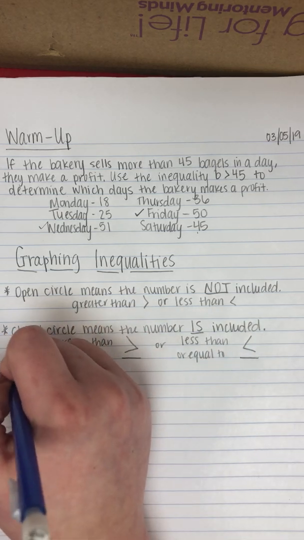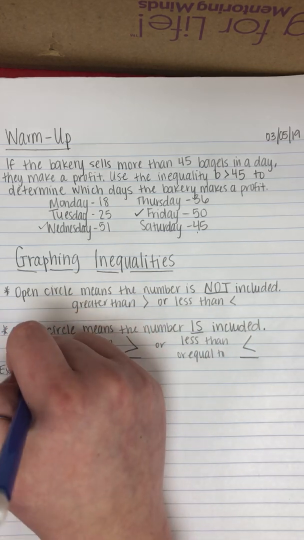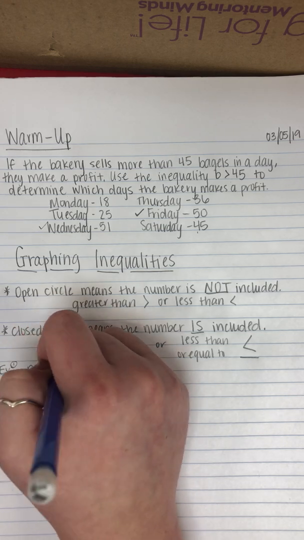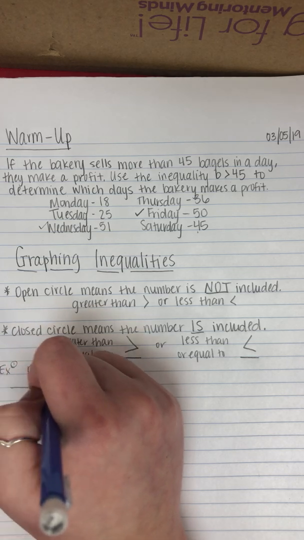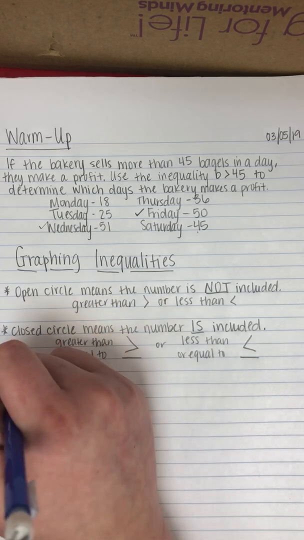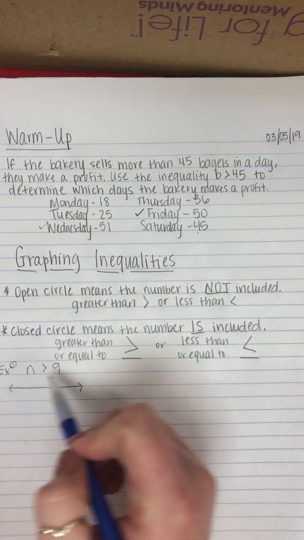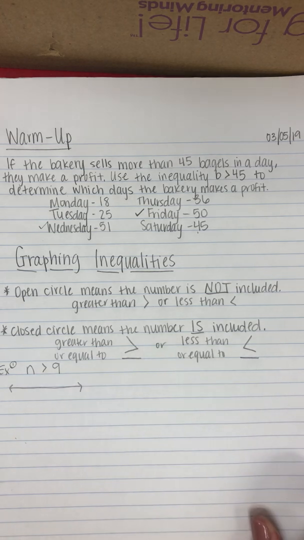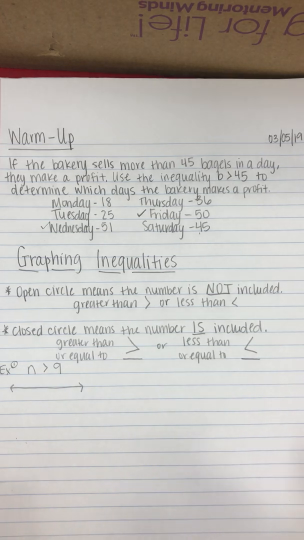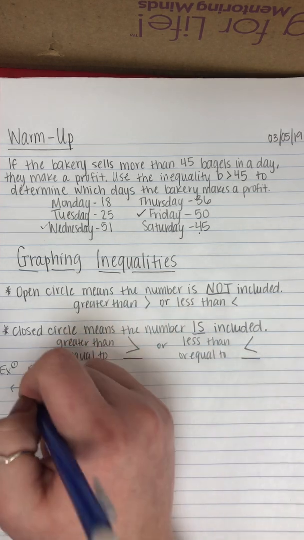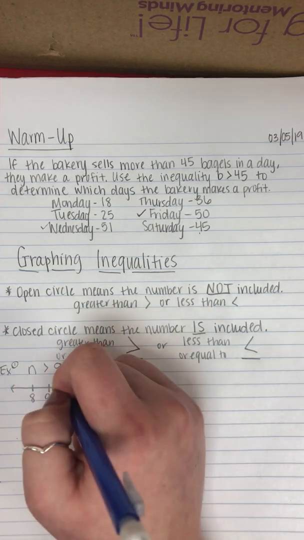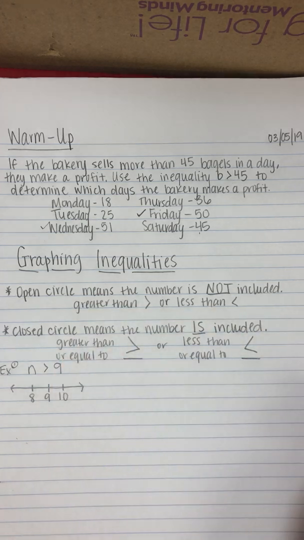So if I tell you example 1, we're going to say n is greater than 9. The first thing you need to do is draw a number line. Okay, do not draw a number line that goes from -10 to +10, some big long number line, okay? That is not necessary. All you have to do is draw something small, put 9 on there, and then just tell me that you know 8 is less and 10 is more, okay?